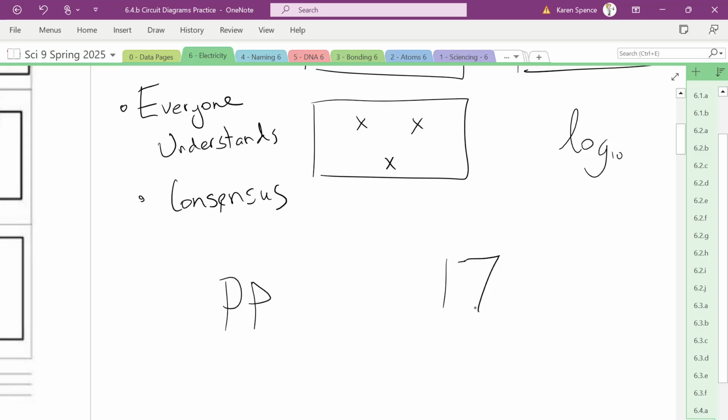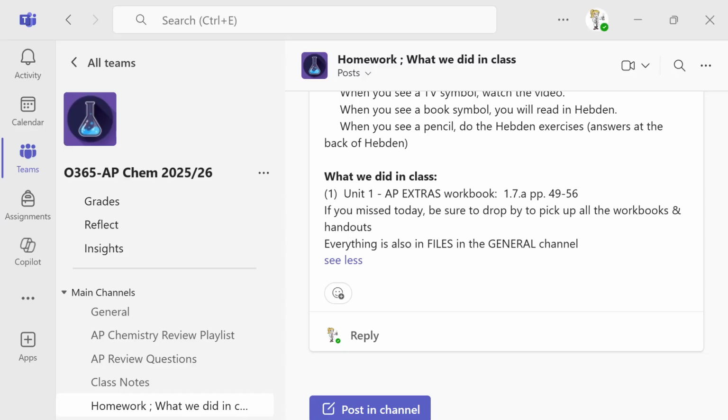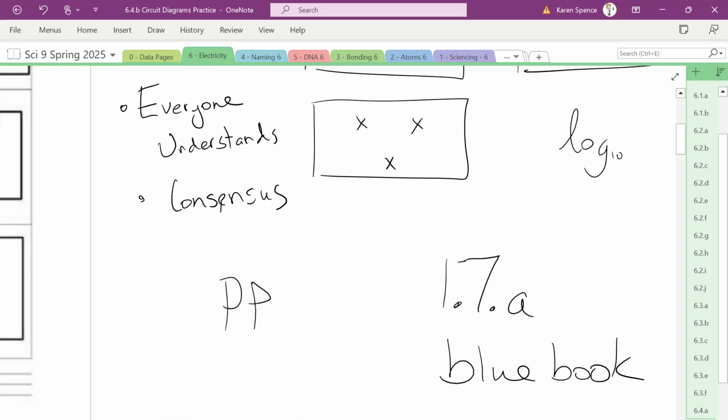It's 1.7a in the blue book. And that was pages 49 to 56. And if you can't put yourself into a group, I'll help you.